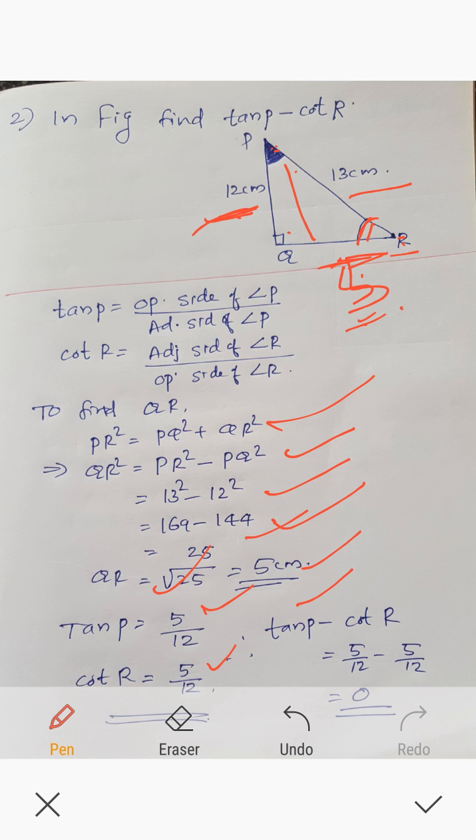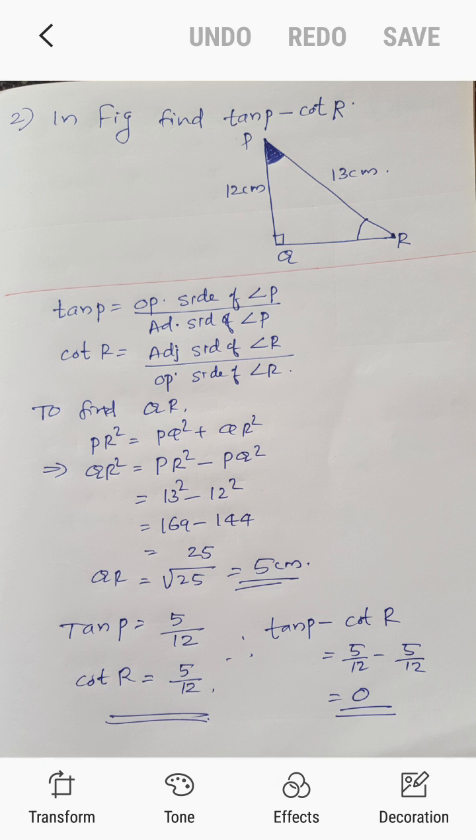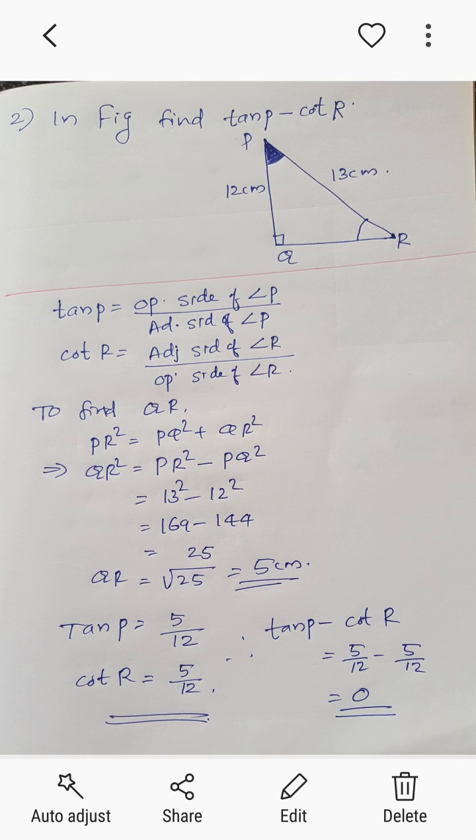So we have to find tan P minus cot R. Tan P is 5 by 12, cot R is 5 by 12. So 5 by 12 minus 5 by 12 equal to 0. That is the result. That is the answer. Okay. Next question.